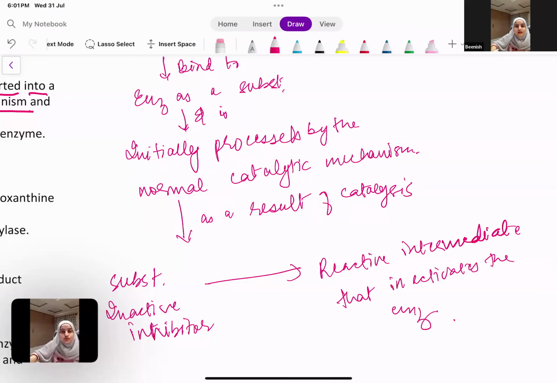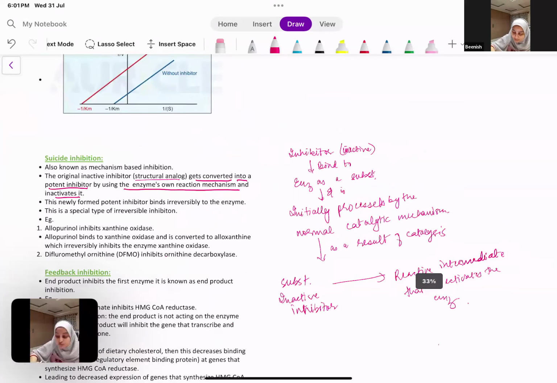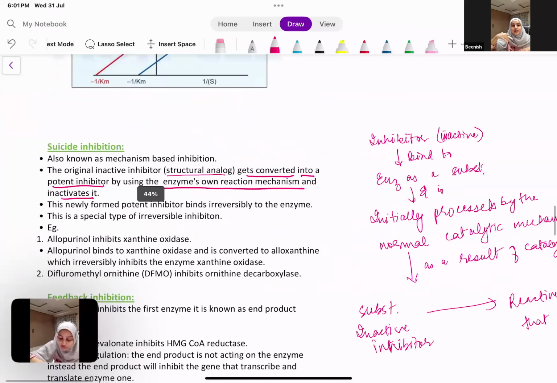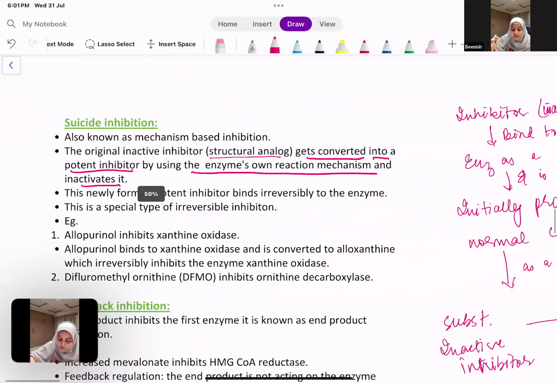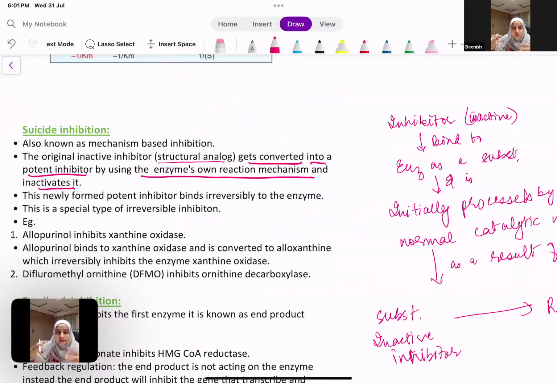Just like suicide, literally. So this is what is happening in suicide inhibition. Your initial inactive inhibitor, which was also a structural analog, is going to act as a substrate. It binds to the enzyme, and then because of the enzyme catalysis, it is going to be converted into a potent inhibitor. It forms a reactive intermediate, which is going to inactivate the enzyme. So this newly formed potent inhibitor binds irreversibly to the enzyme. This is a special type of irreversible inhibition.